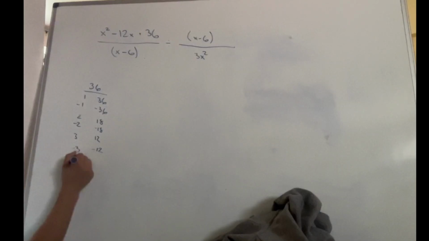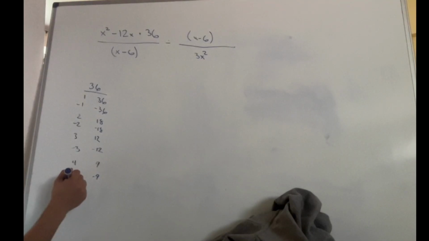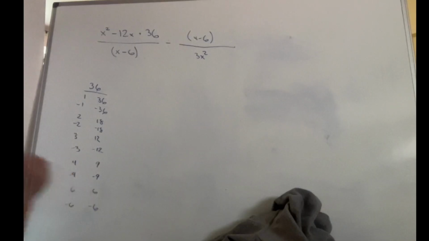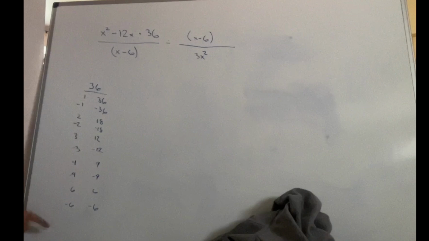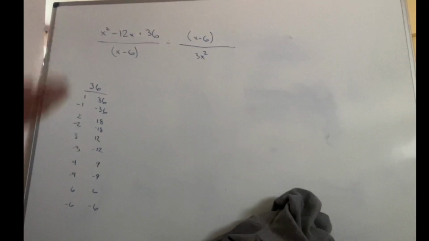You got 4 and 9. -4, -9. And you got 6 and 6, -6, -6. Right? So these are all the multiples of 36. That's what multiplies to 36. But now what adds up to this -12?